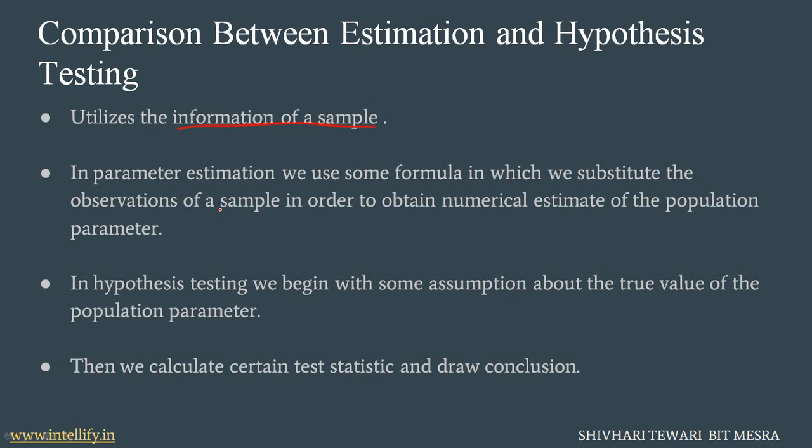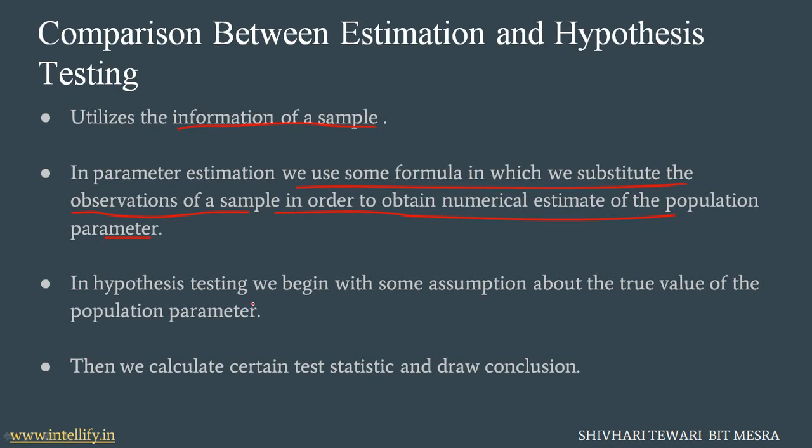And in hypothesis testing, basically we are not concerned about the numerical estimate. That means the value can be numerical or it cannot be numerical, but there must be a hypothesis which should be true or which cannot be true. Both cases can happen in hypothesis testing. Now in parameter estimation, we use some formula in which we substitute the observations of a sample in order to obtain a numerical estimate of the population parameter.